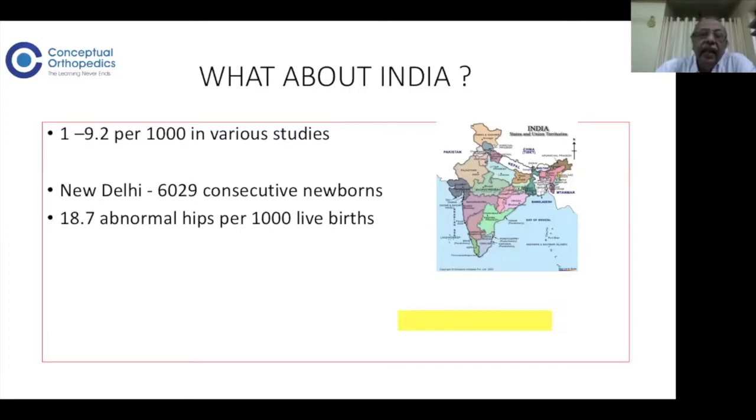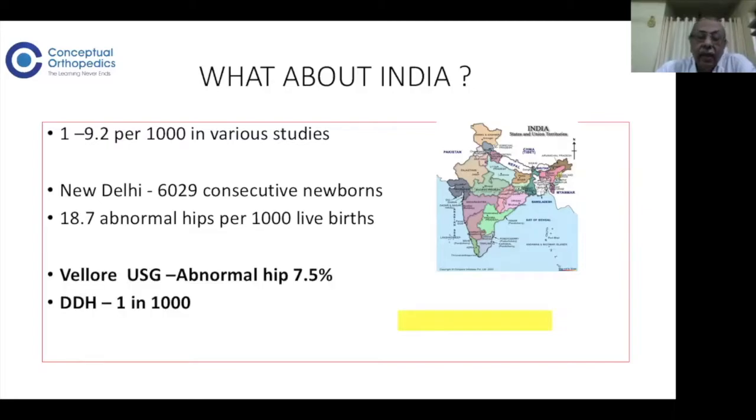In Delhi, there was a study by Anil Mehtani, and he found 18.7% abnormal hips per 1,000 live births. There was another study from Vellore where they found that the abnormal hip was 7.5%. It was basically an ultrasound evaluation, and the incidence of DDH was 1 in 1,000. So the conclusion is that DDH is not uncommon in India. It is probably as equally seen in India as in the West.